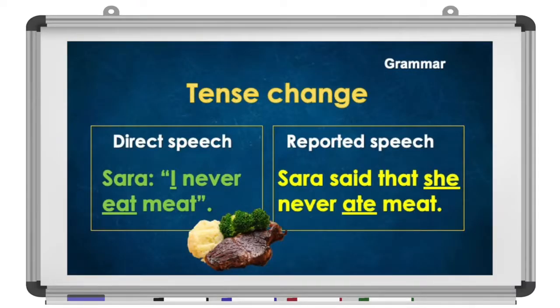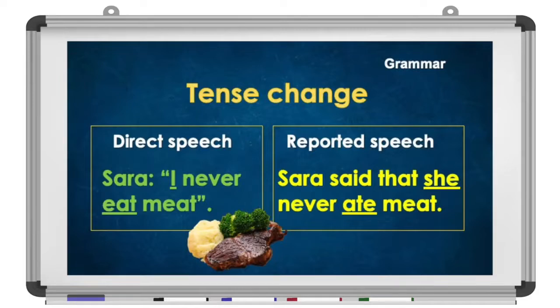Now, the first tip for reporting a direct speech into a reported speech is to change the pronoun. Look at the sentence. Look for pronouns and change them. Now, let's go back to the previous sentence. "Sarah, I never eat meat." In the reported sentence, we change the pronoun I into she because we know that the speaker is female. That's why I chose she. "Sarah said that she never ate meat." And you can notice that I used a reporting verb. The reporting verb that I've used is said.